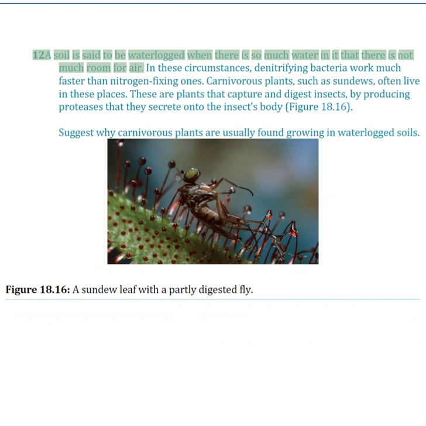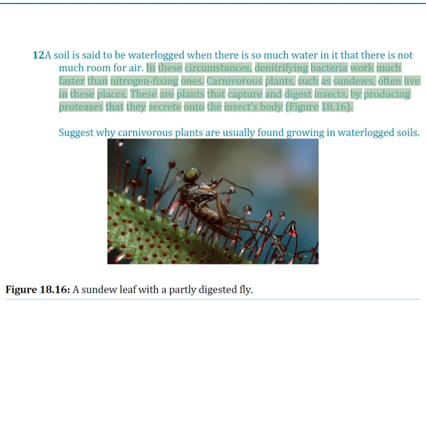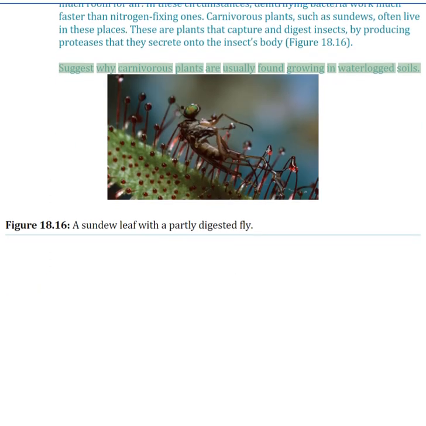12a. Soil is said to be waterlogged when there is so much water in it that there is not much room for air. In these circumstances, denitrifying bacteria work much faster than nitrogen-fixing ones. Carnivorous plants, such as sundews, often live in these places. These are plants that capture and digest insects by producing proteases that they secrete onto the insect's body. Suggest why carnivorous plants are usually found growing in waterlogged soils. Figure 18.16, a sundew leaf with a partly digested fly.